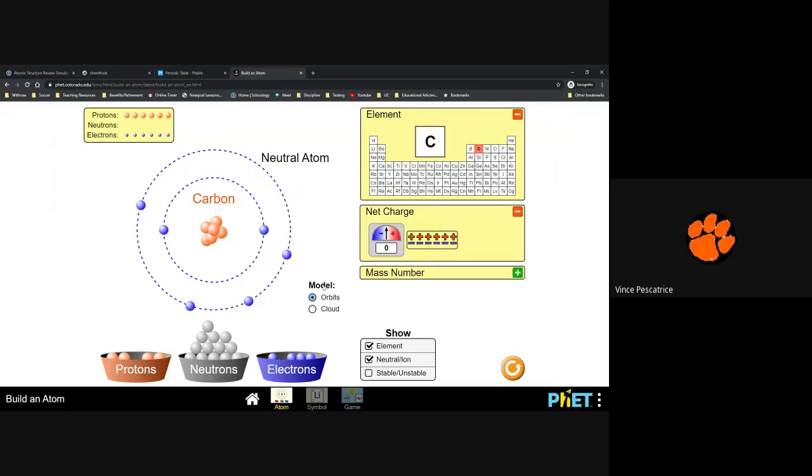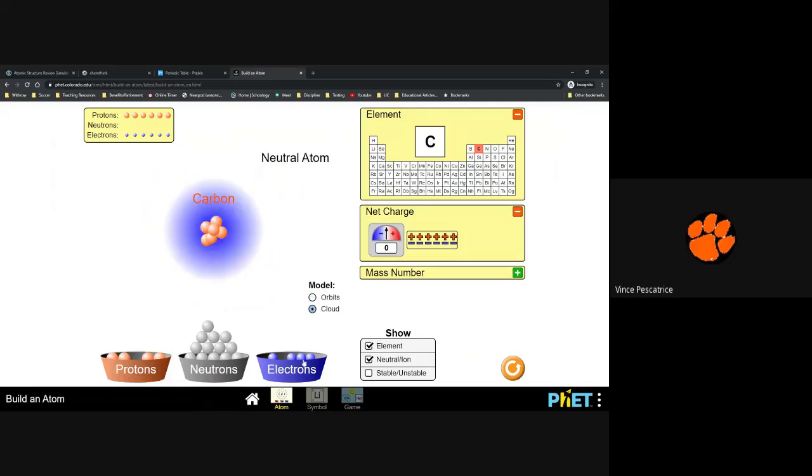So like I said, this is a simplified version. This is what the atom would actually look like, with a dense inner ring and the electrons floating around outside of it.